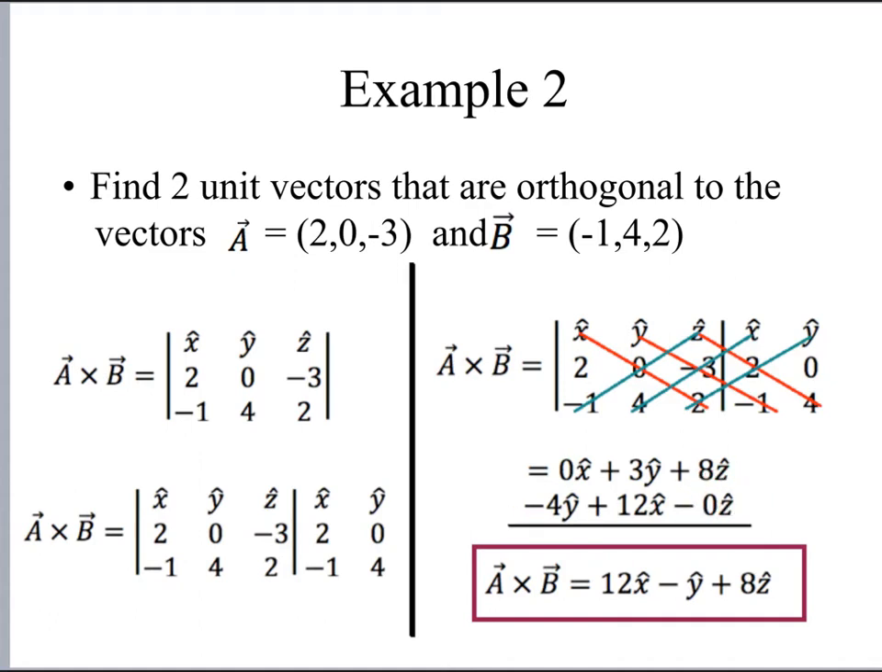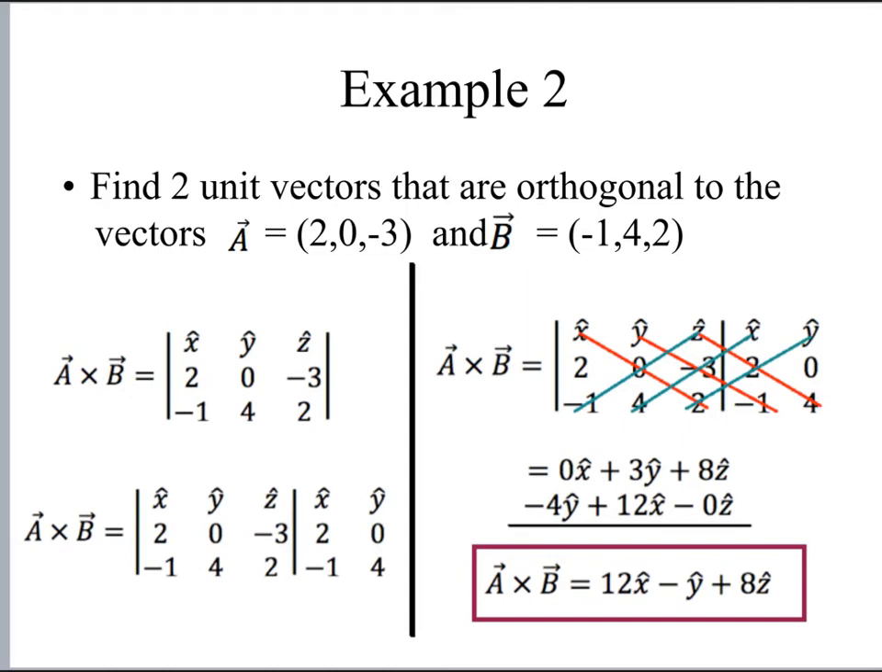I add all these together, I group the like terms. Now we have to be careful because this 0x hat goes with the 12x hat, not the 4y hat here. So we have to group like terms. We have to be very careful. And so we've got -4y hat and 3y hat gives me -1y hat. 8z hat minus 0z hat gives me 8z hat.